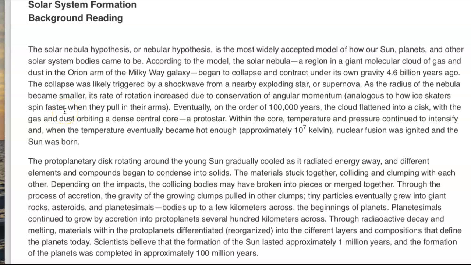So if you think about how they spin faster when they pull their arms in, it's the same thing as what happened with the nebula. Eventually, on the order of 100,000 years, the cloud flattened into a disk, so it took 100,000 years for this cloud to flatten into a disk, with the gas and dust orbiting a dense central core, a protostar. So the core of this nebula is called a protostar. Within the core, temperature and pressure continued to intensify, and when the temperature eventually became hot enough, approximately 10 to the 7th power Kelvin, so that's really hot, nuclear fusion was ignited and the sun was born.